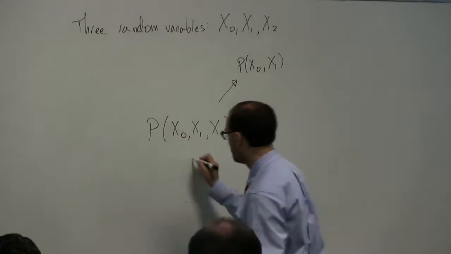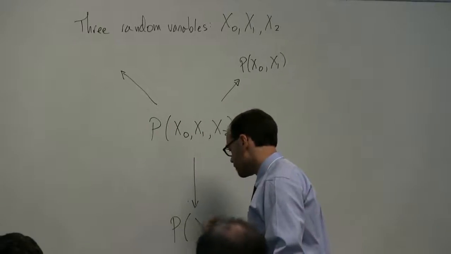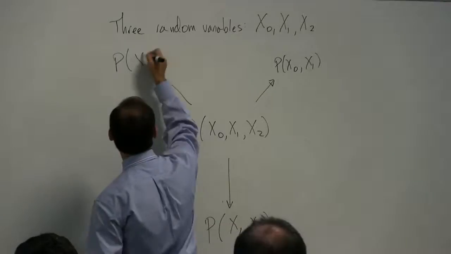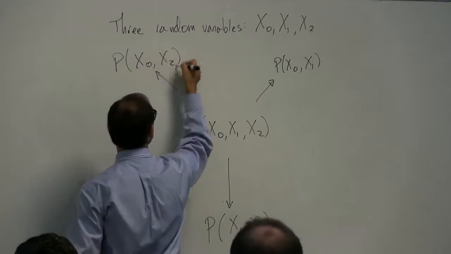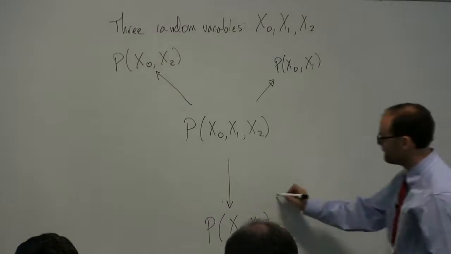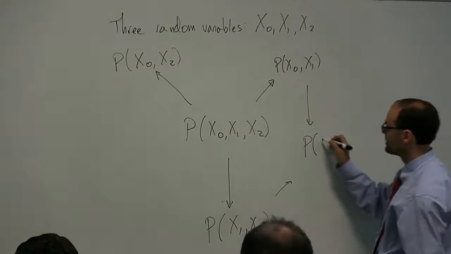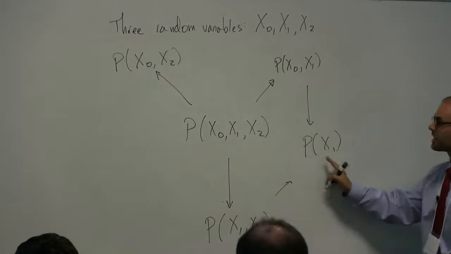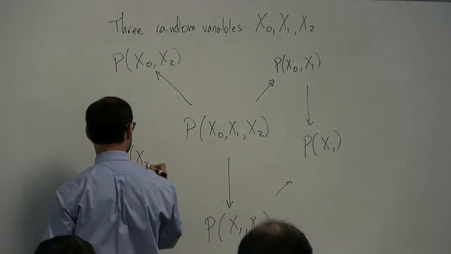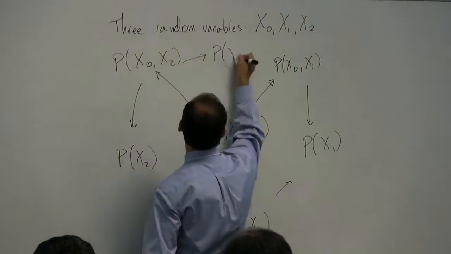I can also marginalize out the first one, or I can marginalize out the middle one. Of course, now that I've marginalized out, I can keep going, right? I can marginalize out, in this case, just so that I've got the x1 remaining. Here, just so I get the x2 remaining. And here, that I've got just the x0 remaining.